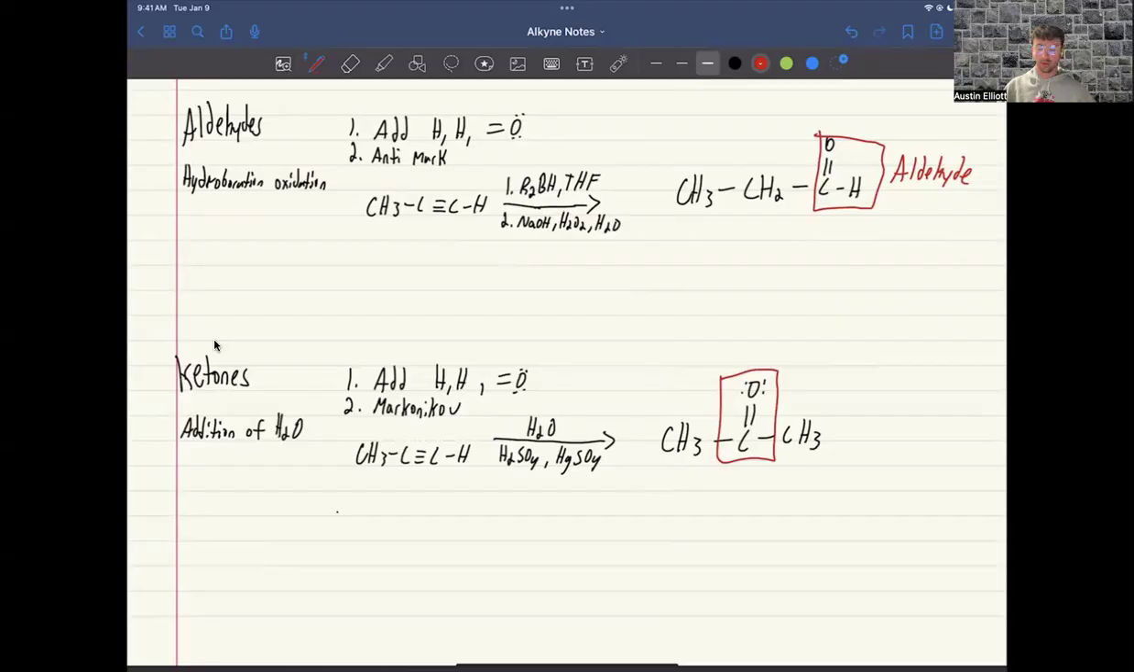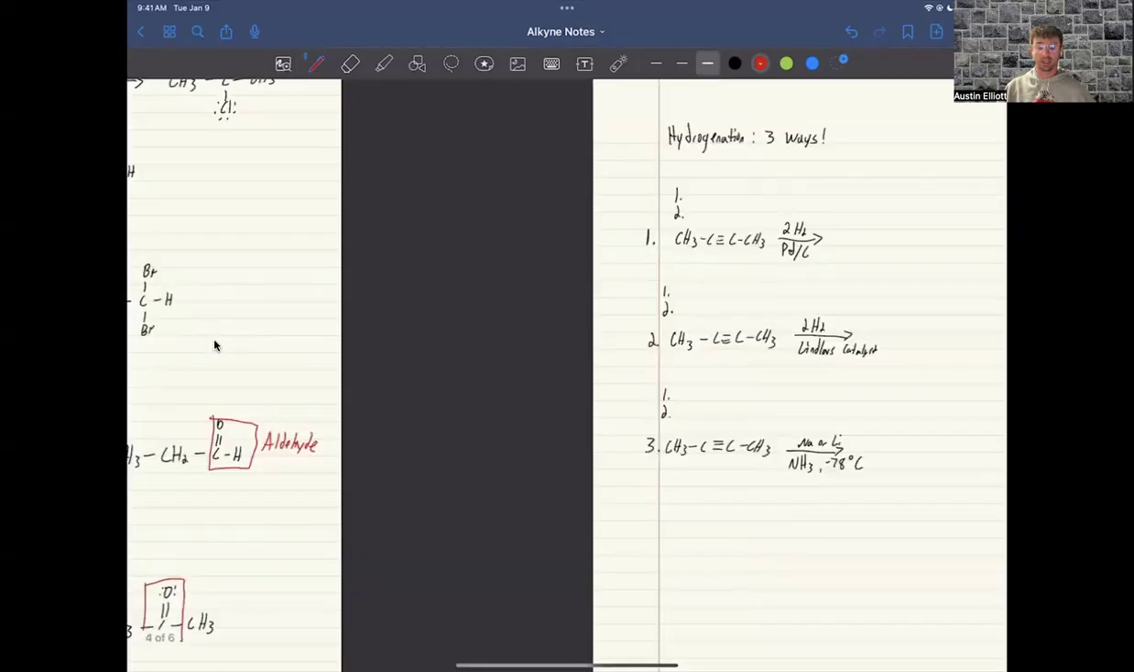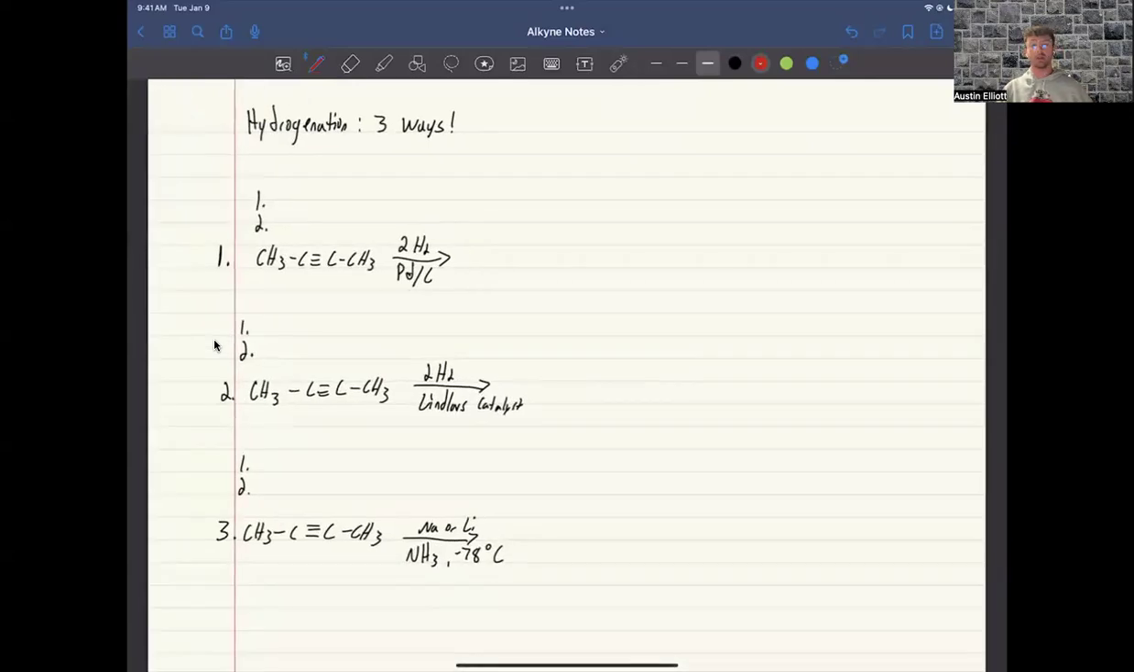So now we're going to be moving on to some of the hydrogenation reactions. There are three ways to do this. You have H2 with Pd/C, H2 with a catalyst, and then Na or Li, along with NH3 at negative 78 degrees Celsius. Each of these acts in a special way for alkynes. I know we've seen H2 Pd/C with alkenes before, but in this case, when you have excess H2, it's going to act a little bit differently and fully reduce that triple bond, which I'll show you right now.